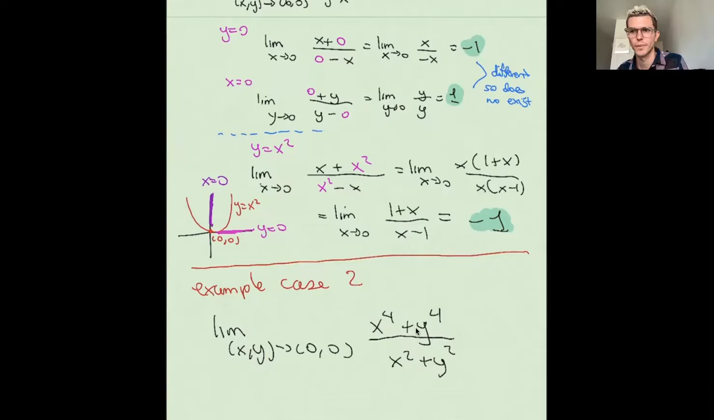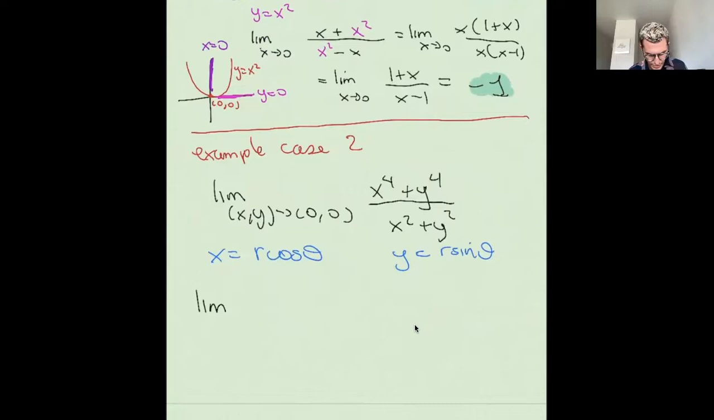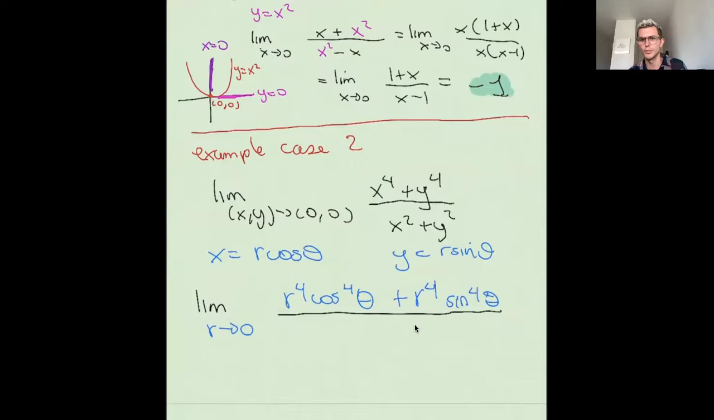But let's see how this looks in polar coordinates. So again, in polar coordinates, x becomes r cosine of theta, and y becomes r sine of theta, right? And so this gives you the limit as r goes to 0 of what? What happens with x? X becomes r to the 4 cosine to the 4th of theta plus, and then y becomes r to the 4. Is that making sense? Is the numerator okay? So I'm doing the substitution, right? And then what happens with the denominator? What can you replace that with?